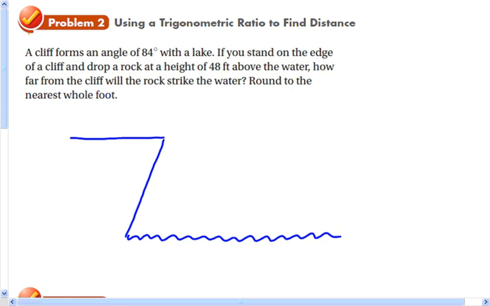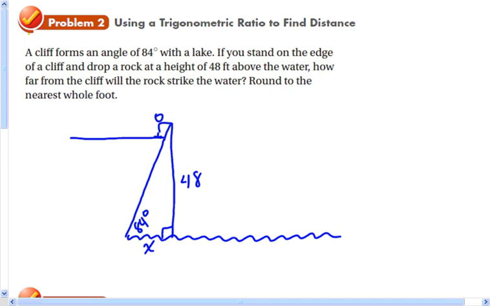All right, so if you're standing up on top of this cliff, hanging over the edge, it says you're going to drop a rock at a height 48 feet above the water. When we drop the rock, it's going to go straight down and form a 90-degree angle with the water, and that's 48 feet. And we know that this angle is 84 degrees, right there. What we want to know is how far out from the bottom of that cliff the rock is going to hit the water. So that's our distance x there.